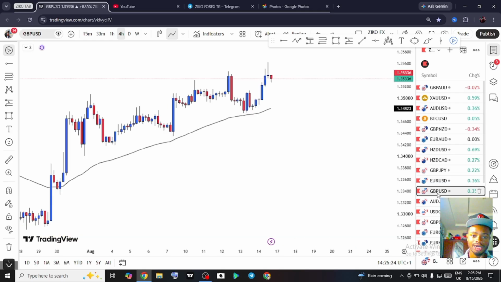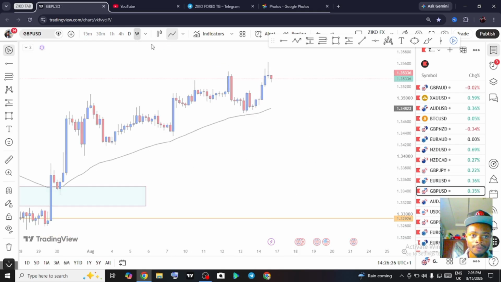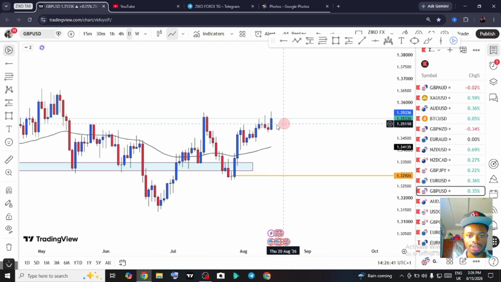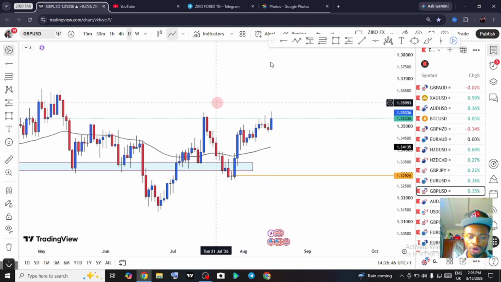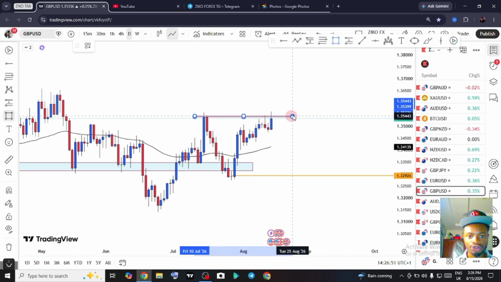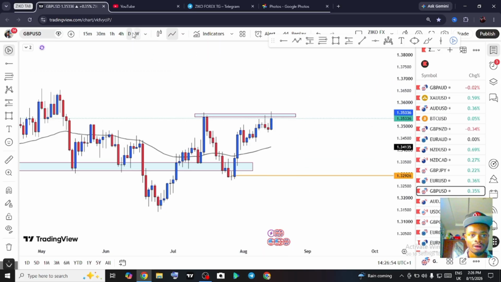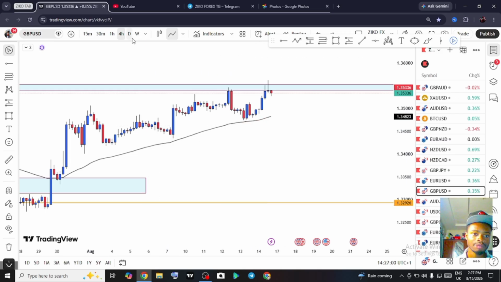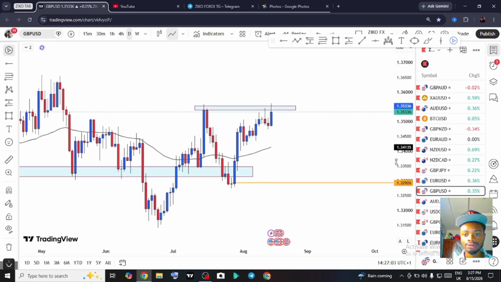Next pair, GBP USD. I expect it to have pretty much similar price action, but let us see. Weekly time frame is bullish, right? Daily time frame is also bullish, or almost bullish, right? For price to be bullish on the daily, you actually need it to close above here. And the 4 hour time frame is also bullish. So apparently we should be buying, right? We should be buying in a bullish market.